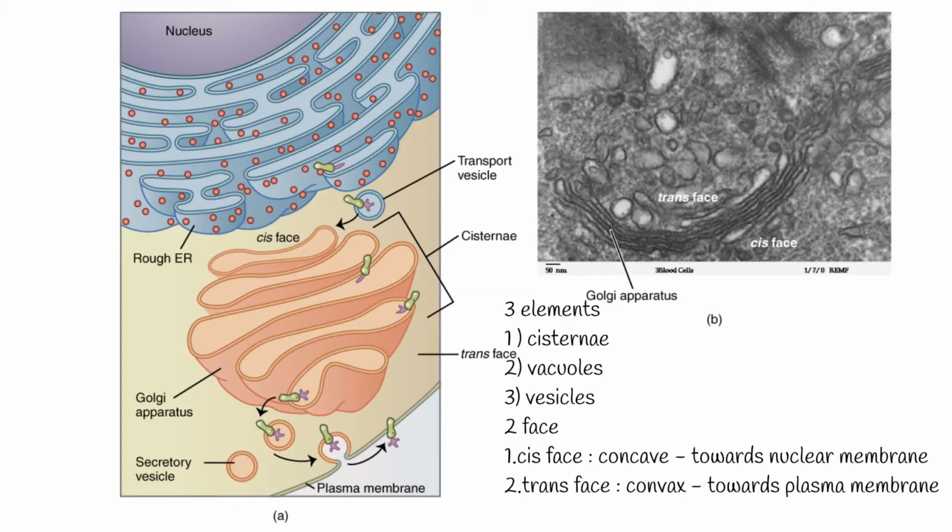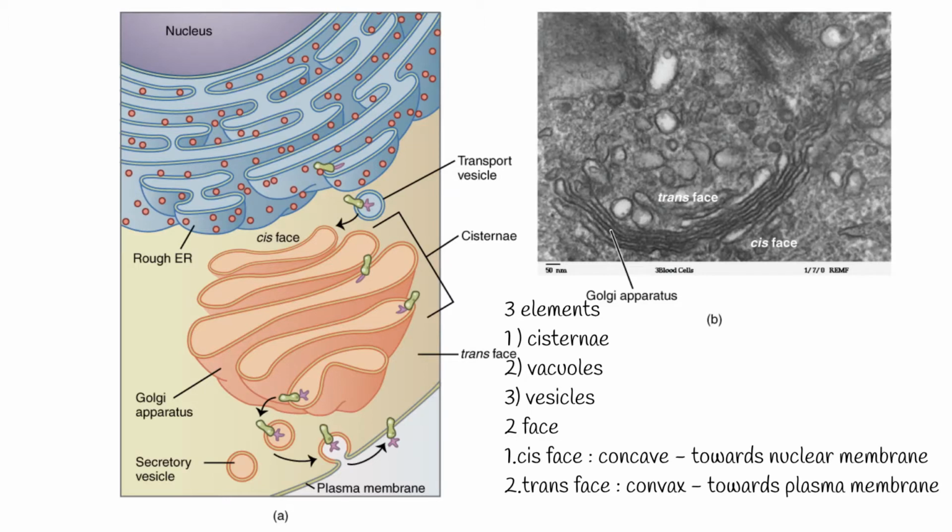Vacuoles are normally 600 angstrom in diameter, and are normally found closer to the concave side. Because of this arrangement, there is a concave side and a convex side. The concave side is closer to the nuclear membrane, while the convex side is the outer side towards the plasma membrane. The concave side is known as the formative phase or cis phase, while the convex side is known as the maturation phase or trans phase.